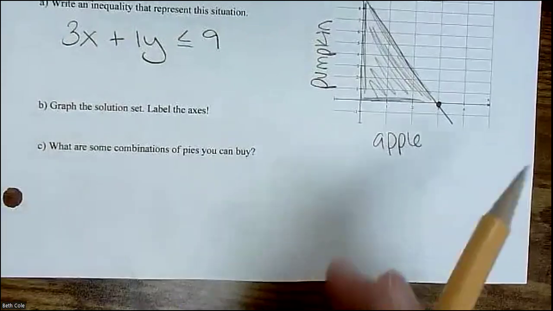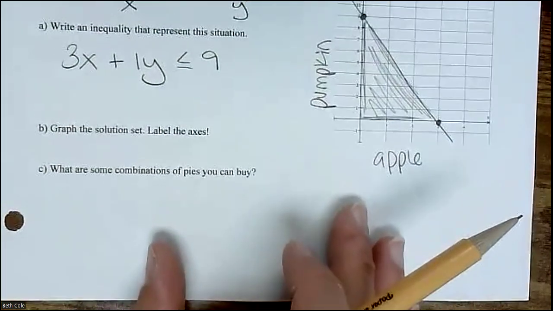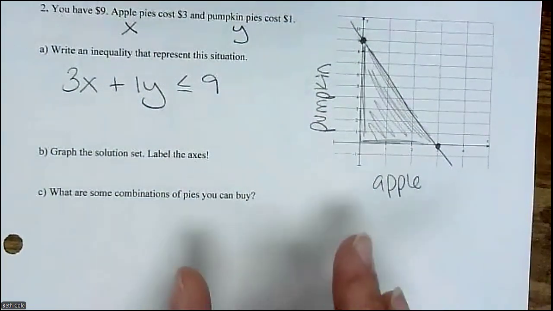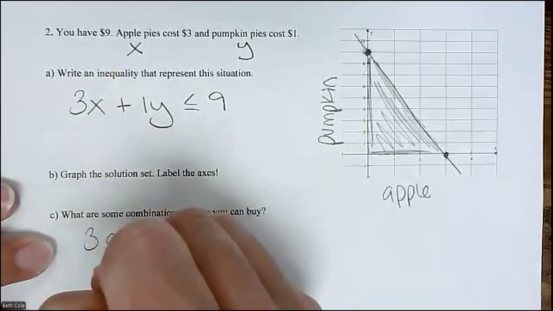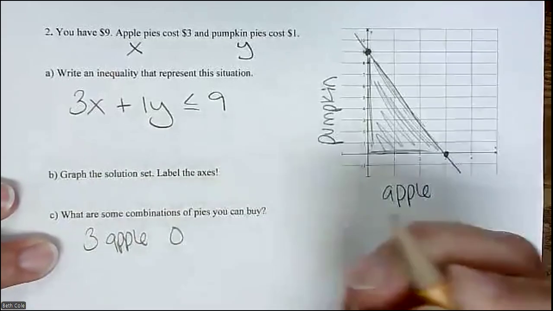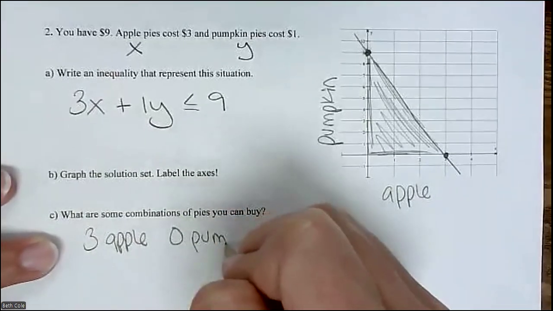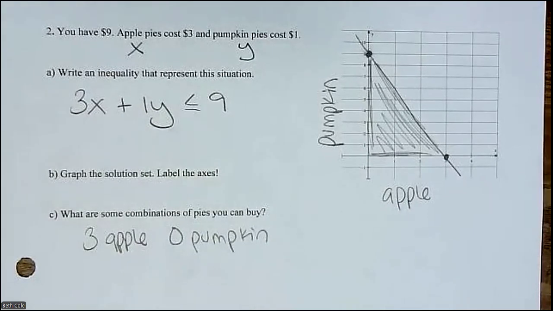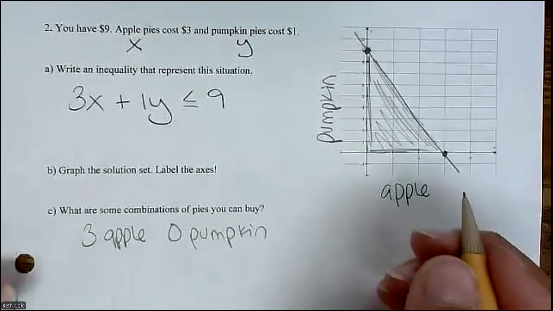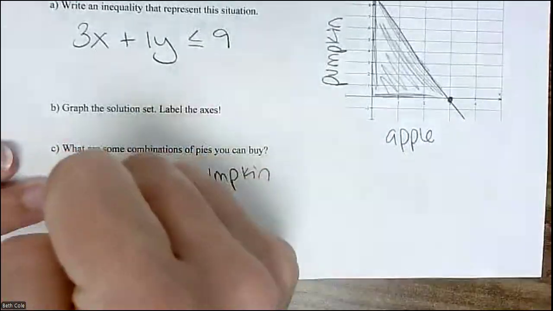All right. Now, what are some combinations of pies you can buy? You have $9. Let's pretend you really like apple. If you have $9, why could you buy 3 apple? 3 times 3 is 9. And then that would leave you 0 pumpkin. So say you liked apple pie a whole lot, you could do that. Can you come up with another combination? One apple. You could get 1 apple pie.